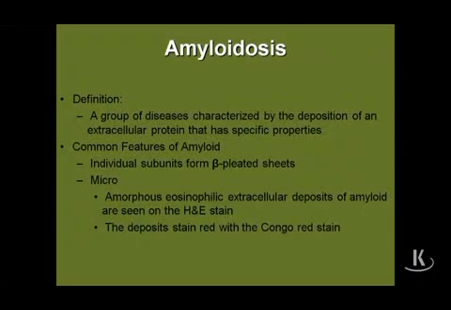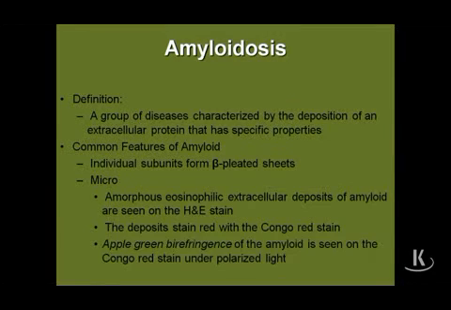Congo red. So the staining with Congo red will alert us that there is a specific type of new protein that's extracellularly deposited, and we want to put it under polarized light, and when we put it under polarized light, we get the characteristic apple green birefringence. And because of this, this is pathognomonic for any type of amyloid. And we'll talk about the various types in just a moment.